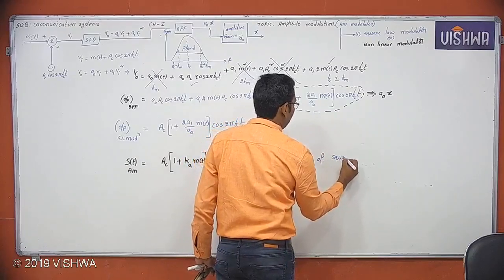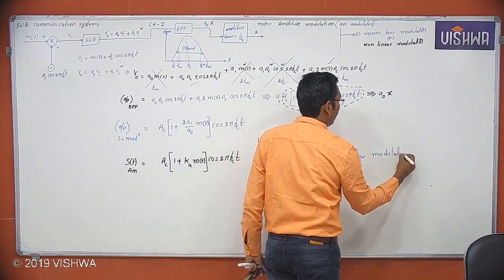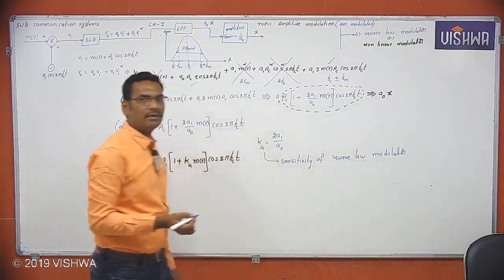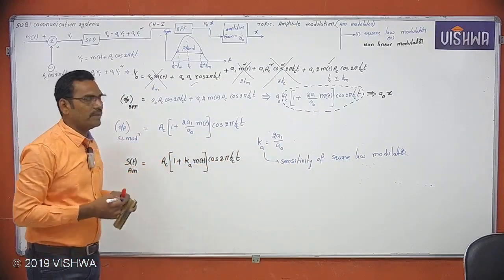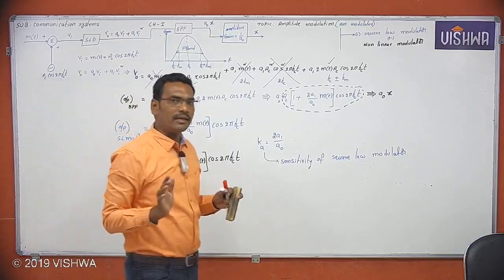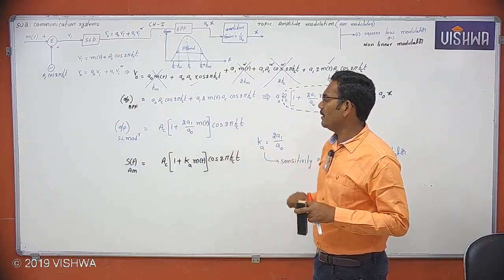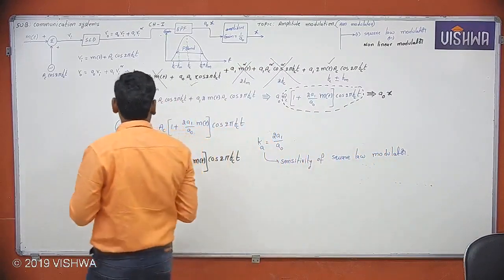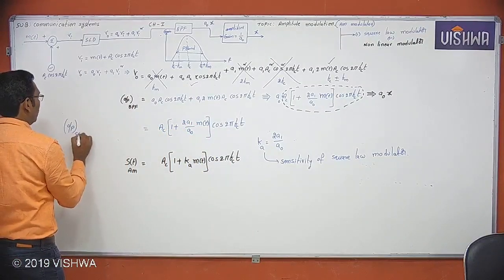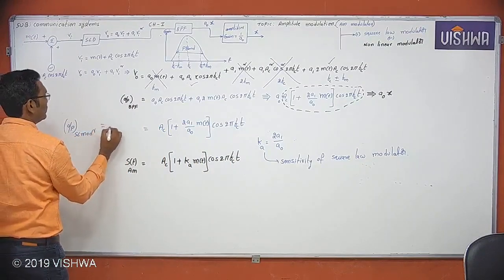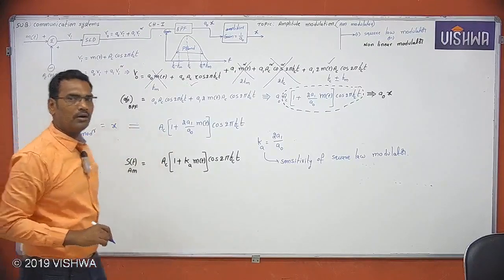square law modulator. This is the sensitivity of the square law modulator, 2A1 by A naught, and this is the generation of AM. This square law modulator is able to generate an AM signal. Understand now? This is the output of the square law modulator, which is nothing but X. Okay, note this down, very important.